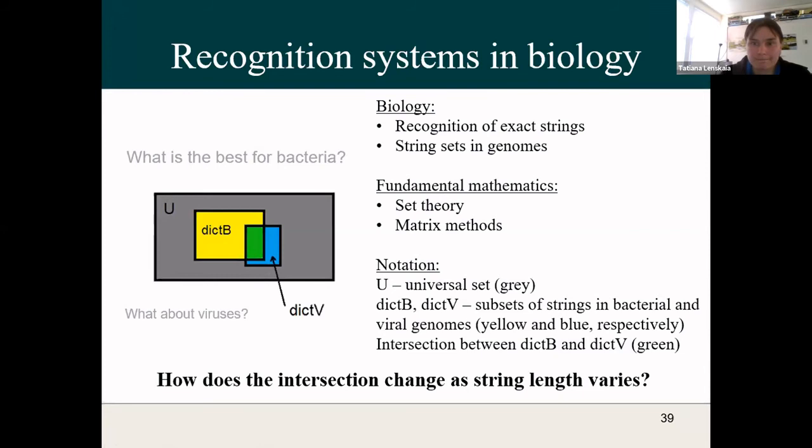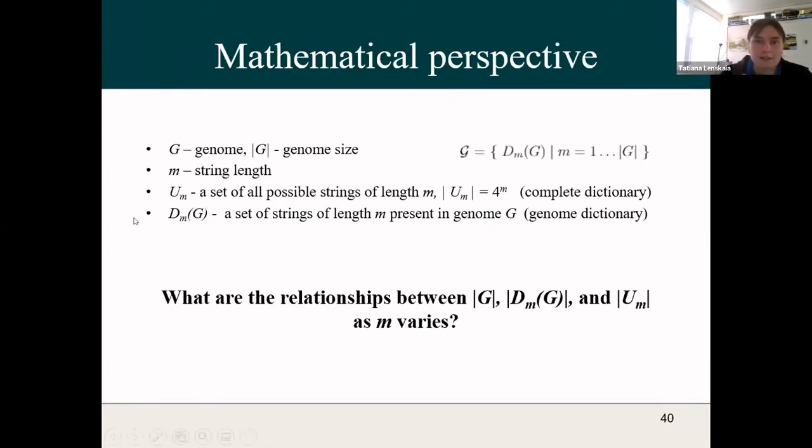A little bit of math. I don't want to scare you, but it's just the notation that I will use throughout the presentation. Here G is a genome, and the cardinality of G is the genome size. M denotes the string length. Basically, imagine that you screen the genome with a window of this length, and you store all the strings of this particular length that are present in this genome.